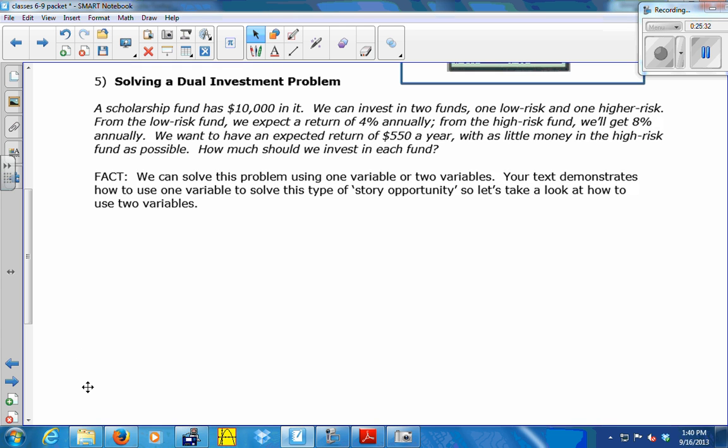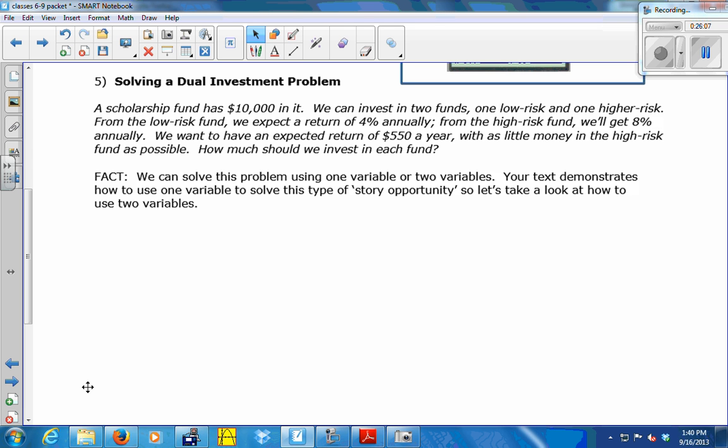All right, now we have a dual investment problem. So a scholarship fund has $10,000 in it. So someone donated $10,000 to a scholarship fund. So the people who run this fund say, okay, well, we could give this money away once and not have any money left. Or we could invest this money, have the money make money with interest, and then we might be able to give away more money over the long run. Like we could make this $10,000 go further by investing it.